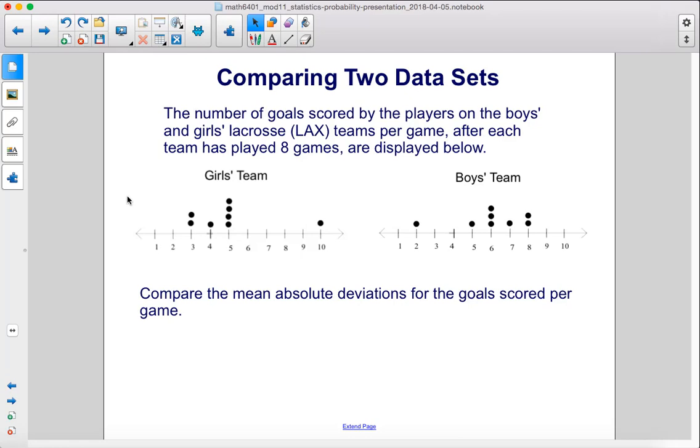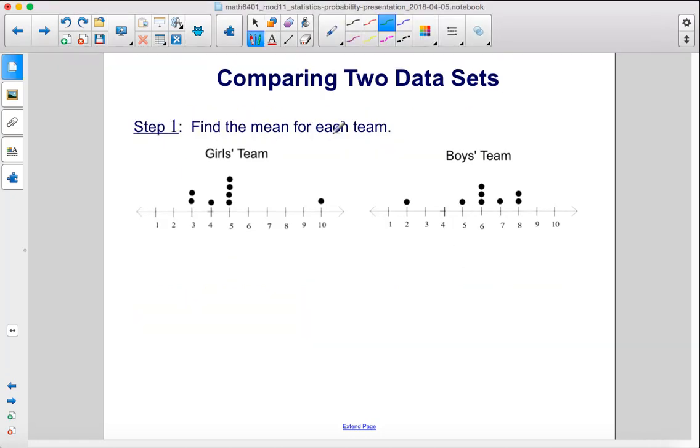The number of goals scored by the players on the boys and the girls lacrosse teams per game after each team has played 8 games are displayed below. Compare the mean absolute deviations for the goals scored per game. Step 1. Find the mean for each team.